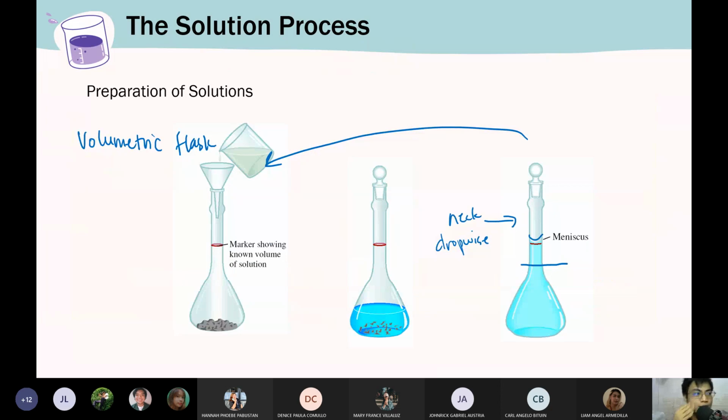Acid na naman ata ako. I don't have Gaviscon. Anyway.